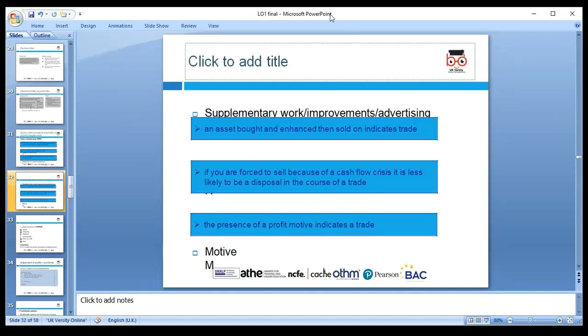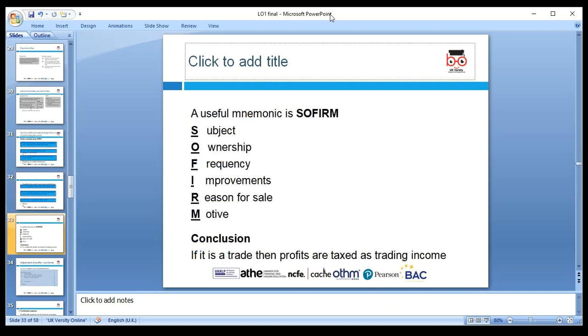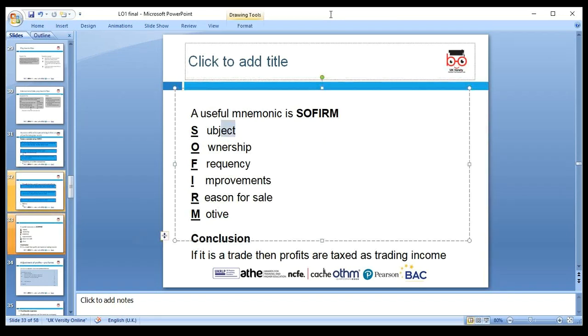Okay, then supplementary work and improvement: advertising any asset bought, enhanced and then sold. So the implication of the tax: if you were forced to sell because of a cash flow crisis, it's less likely to be disposed of in the course of a trade. We need to look at those issues as well. The presence of a profit motive indicates trading. We've been given the abbreviations: subject, ownership, frequency, improvement, reason for sale, and motive. And if it is a trade, then it is taxed as trading income.